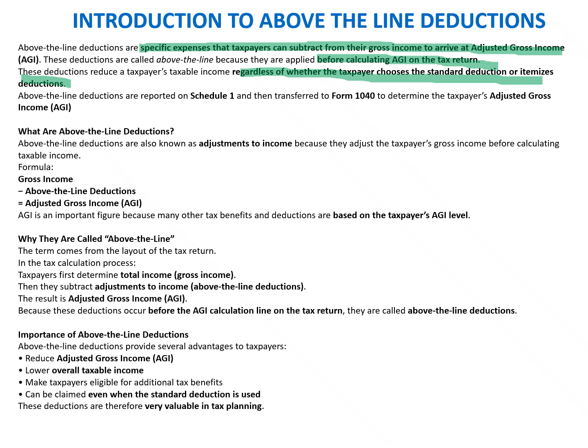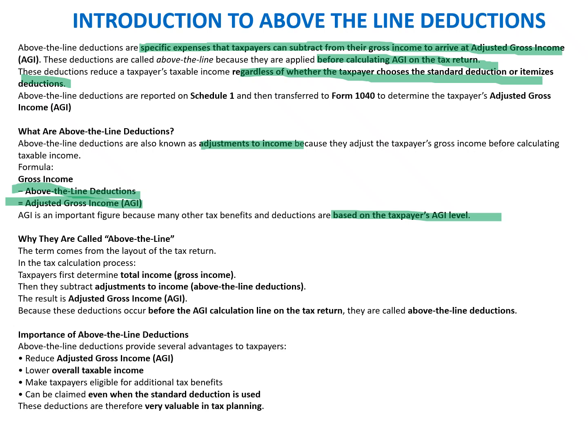What are the above the line deductions then? They are also known as adjustments to income because they adjust the taxpayer's gross income before calculating the taxable income. So gross income minus above the line deduction is equal to the adjusted gross income. And this AGI is an important figure because many tax benefits and deductions are based on the taxpayer's AGI level. Once we have derived the AGI, it forms the basis for claiming various tax credits and other deductions, and a lot of deductions and other information is largely based upon the phase-out methodology of AGI. So correct calculation of AGI is very, very important.